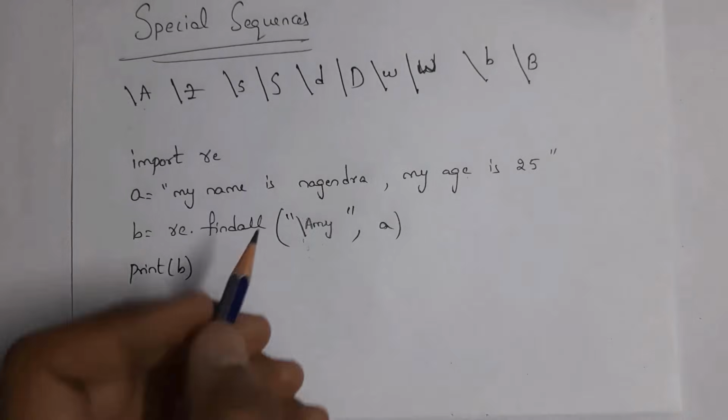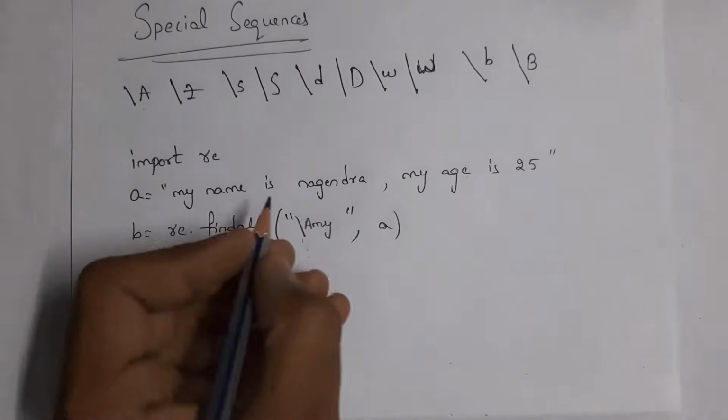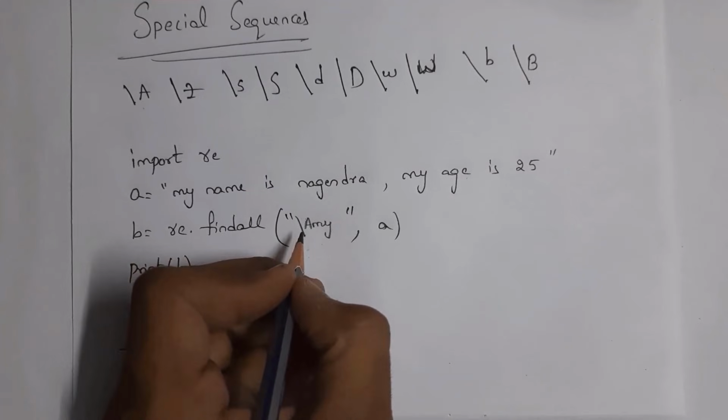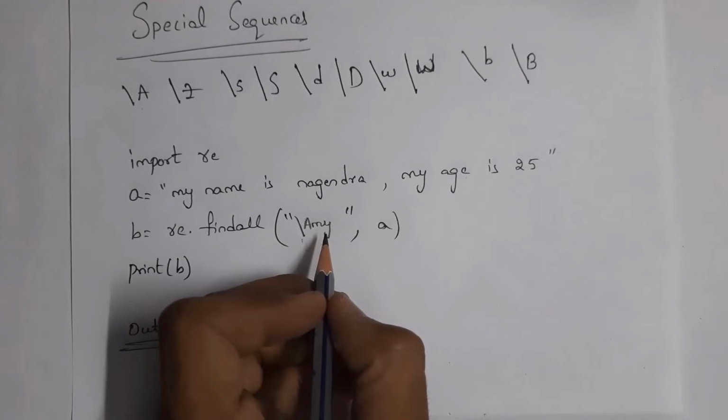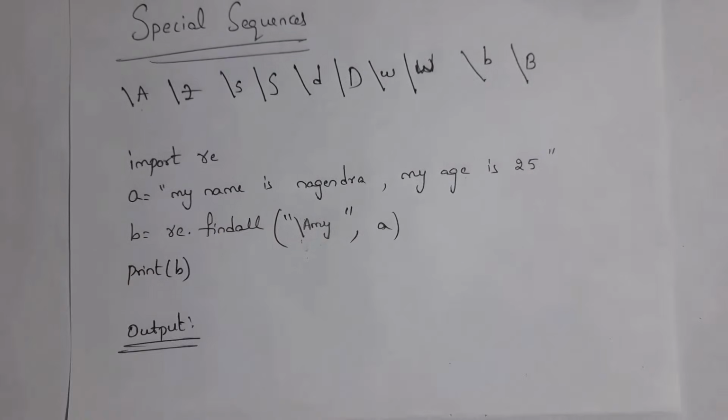Inside findall I wrote \A my, where \A is used to check whether a given character is available at first or not. Only if the character is available at first will I get output. So I wrote \A without giving any space, right here, my. It will check whether my is available at first or not. Yes, my is available at first, so I will get output my.